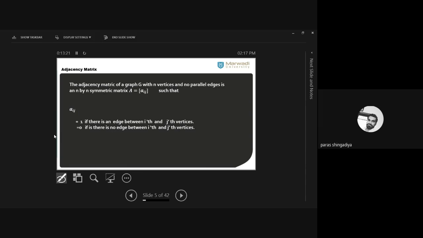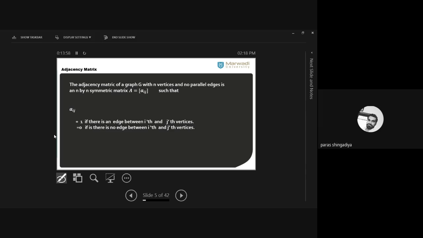Okay? So the order of the matrix, what will its answer depend on? On the number of vertices. If the graph contains 5 vertices, what will be the size of the matrix? The order of the matrix is 5 by 5, meaning we'll take 5 rows and 5 columns. Clear? We are checking the relation between vertex and vertex, so the number of rows and columns will be the same. Okay? So it will be an n by n symmetric matrix.